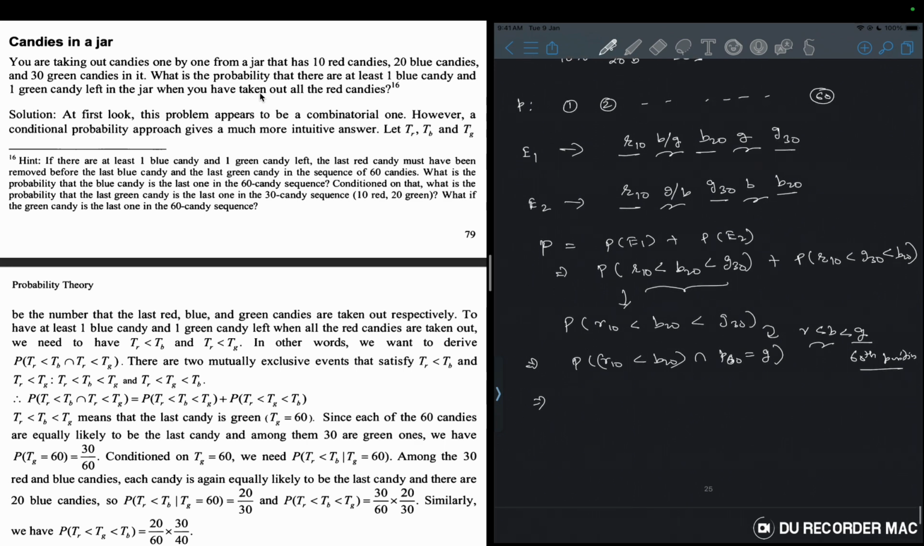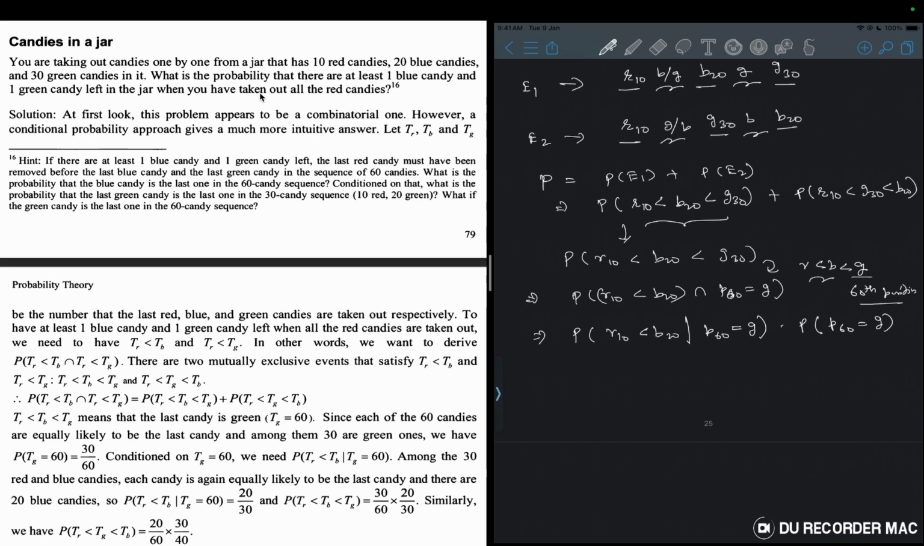Now this can be further simplified using Bayes' theorem, where I calculate the probability that red appears before blue, conditioned on the 60th position being green, times the probability that the 60th position is green.